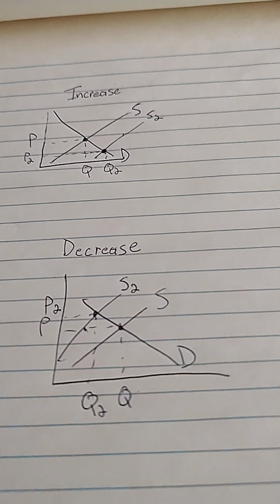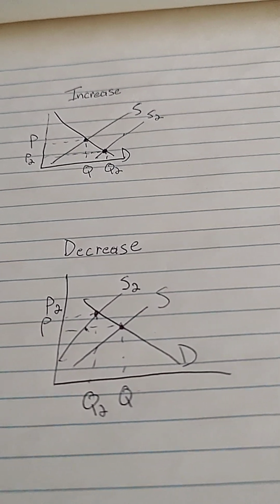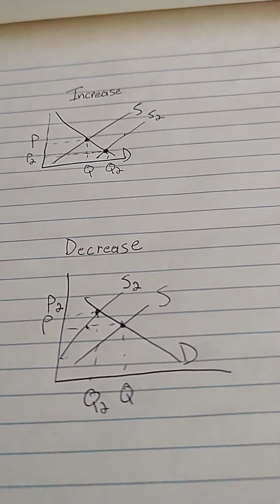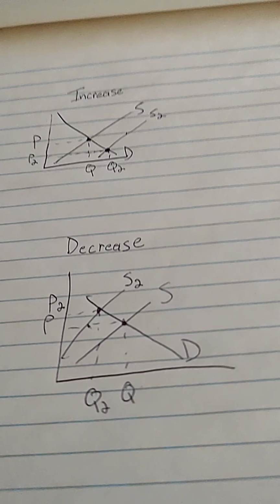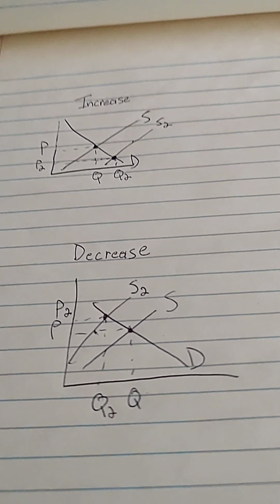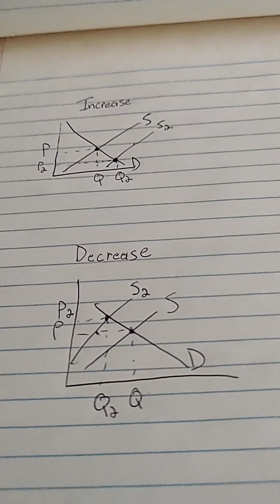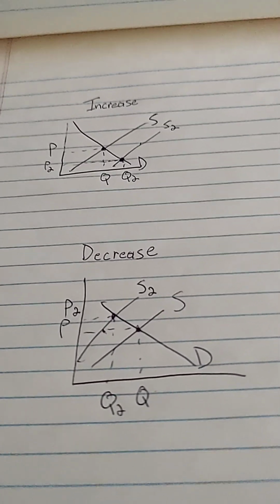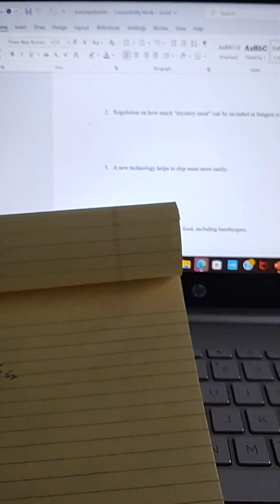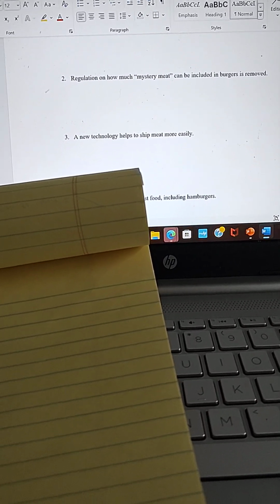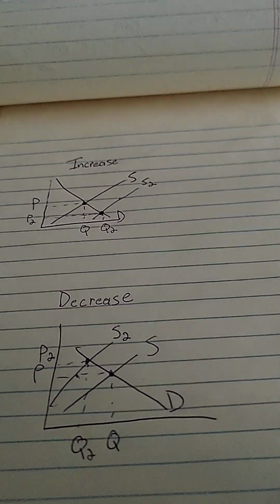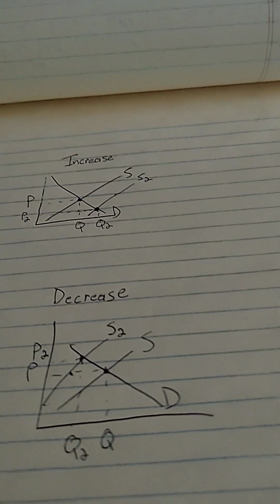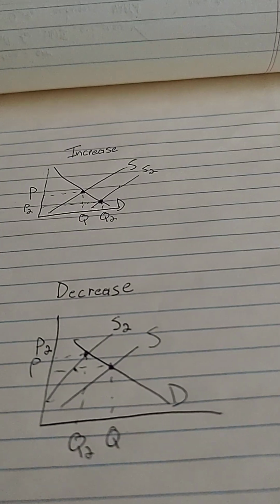Okay, let's scroll on to number two. Sorry, computer just wigged out on me for a second. All right, let's try that again. Okay, number two, a little bit tough. Regulation on how much mystery meat can be included in burgers is removed. Okay, so here's the key thing. The mystery meat doesn't really matter. It's the words regulation and removed. So regulation goes down. That means supply is going to go up. It's an increase, okay? When regulation goes down, supply goes up. So one is decrease, two is the increase graph.